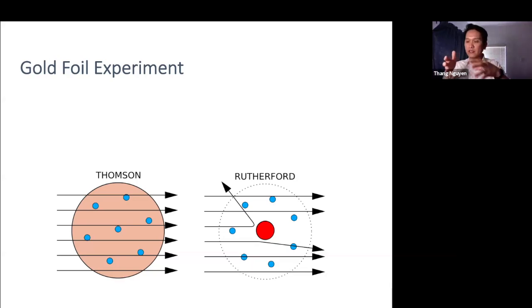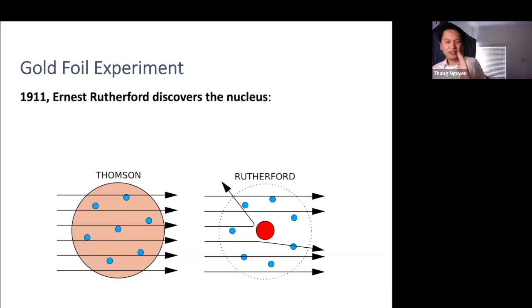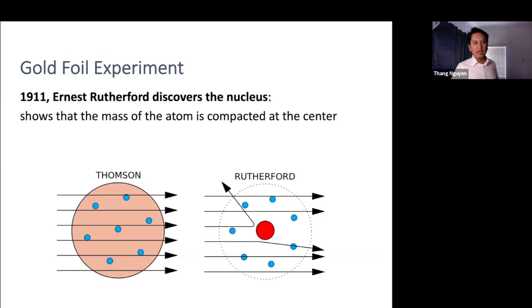But what he discovered is that when he shoots it, most of it does go through, but some of it ricochets back, shoots back in the opposite direction or at an angle. So with this discovery in 1911, Rutherford discovers that there must be a very dense inner core of an atom, and he calls that the nucleus. And he shows that the mass of the atom is actually at the central core.